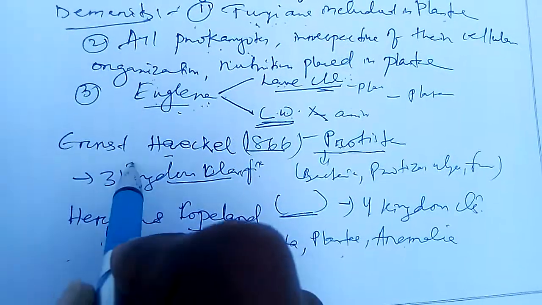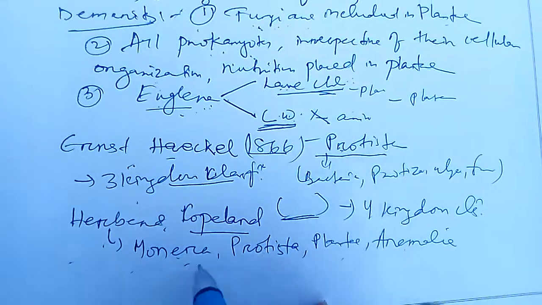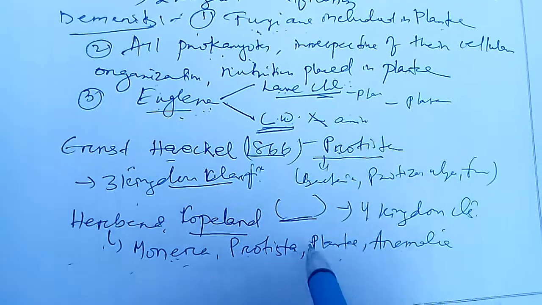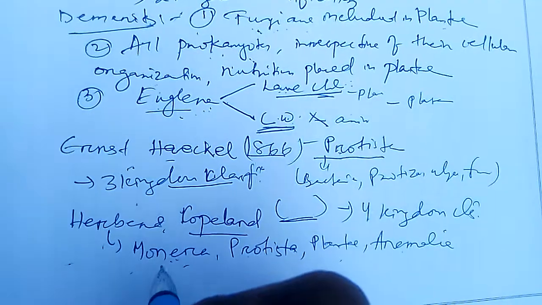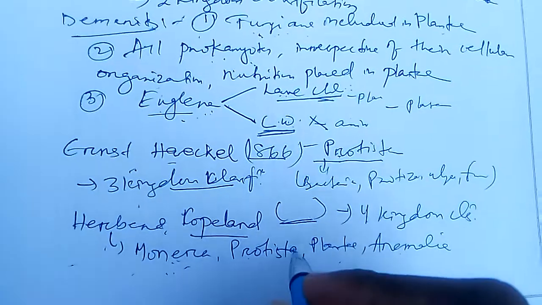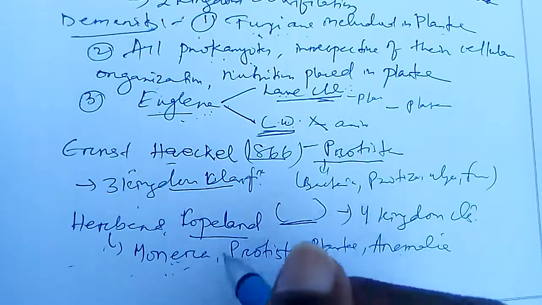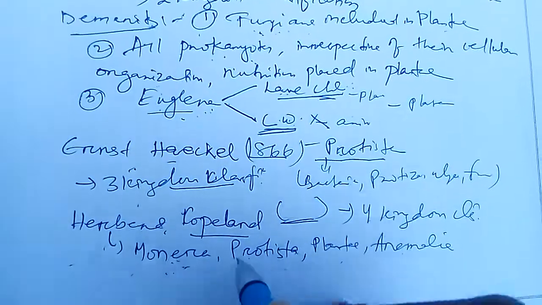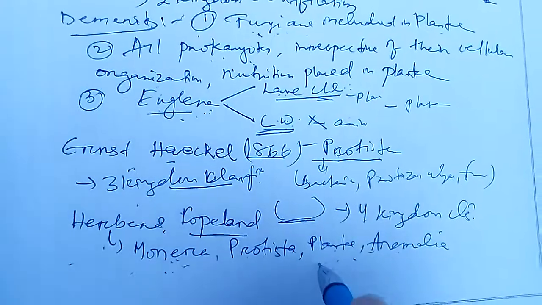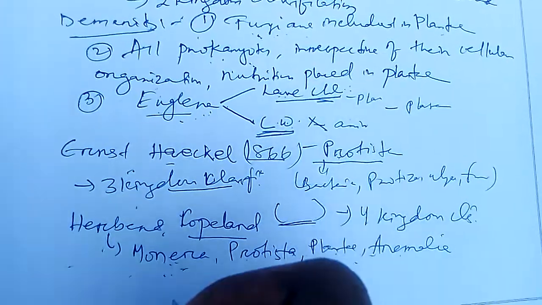After the three kingdom classification proposed by Ernst Haeckel, Herbert Copeland proposed the four kingdom classification, where the four kingdoms are Monera, Protista, Plantae and Animalia. Originally he named Monera as Mychota, Plantae as Metaphyta and Animalia as Metazoa. So these are early names, but Monera, Protista, Plantae and Animalia are the four kingdoms. This is easy to remember.